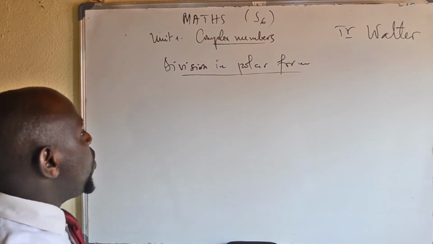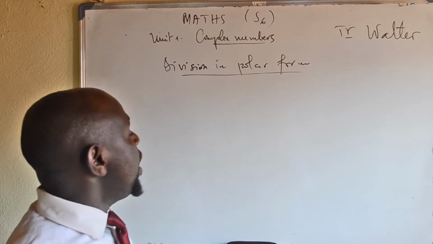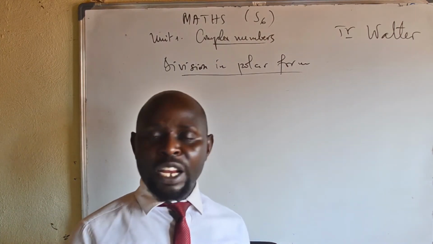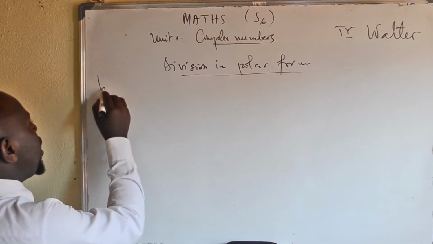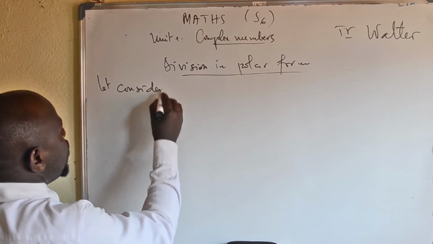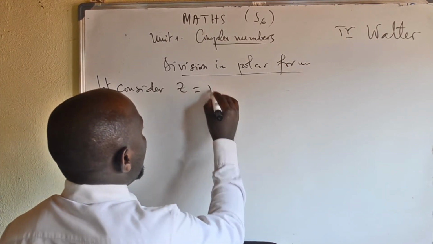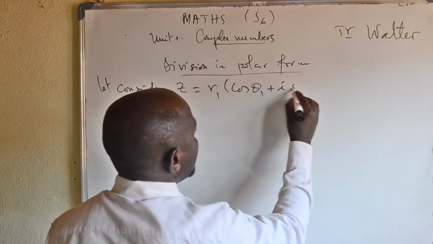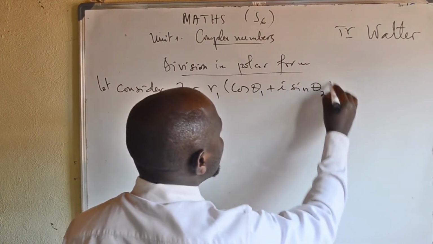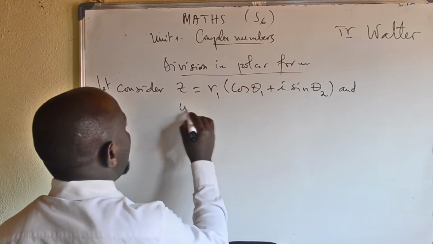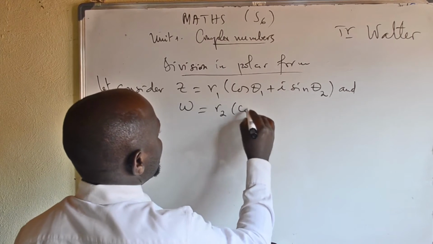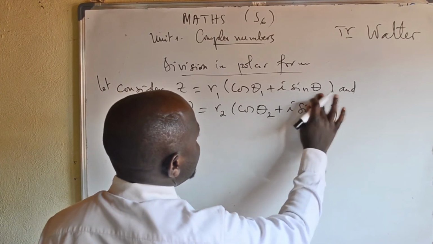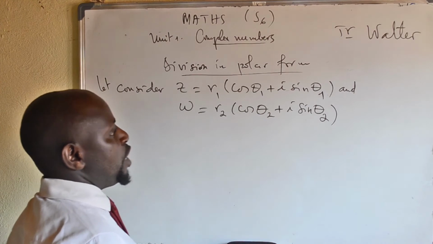So, ladies and gentlemen, we are now going to proceed with division in polar form. Here, you know division exists between two numbers. There is a numerator and there should also be a denominator. So let's consider two complex numbers, z, which is equal to r1 cosine theta 1 plus I sine theta 1, and another complex number w, which is equal to r2 cosine theta 2 plus I sine theta 2. I'm sorry, here it's not theta 2 but theta 1, because it was for z, the first complex number.